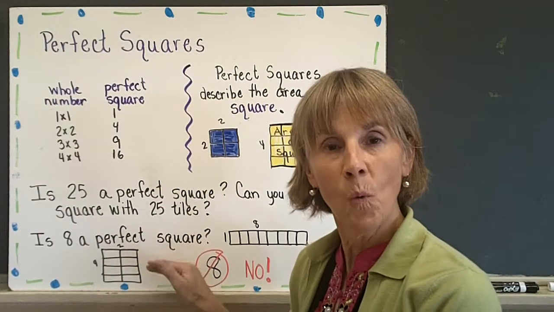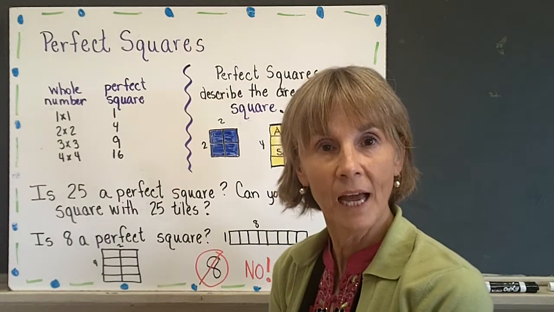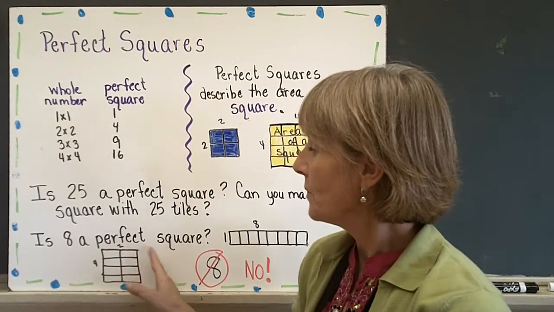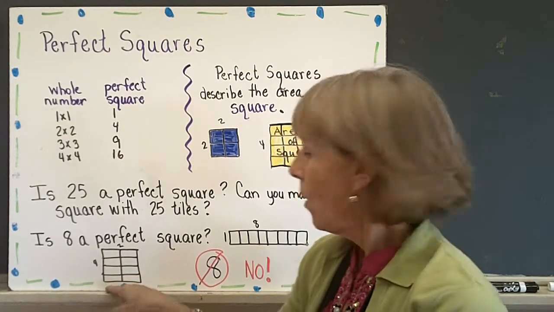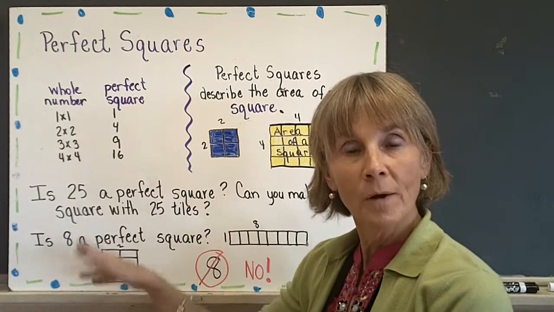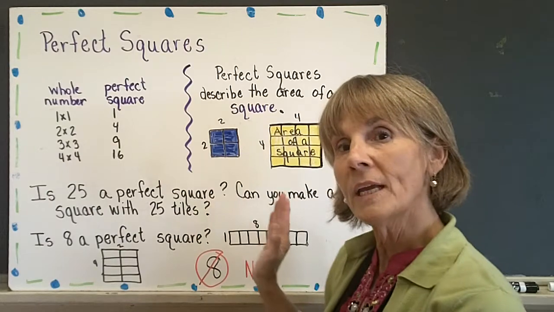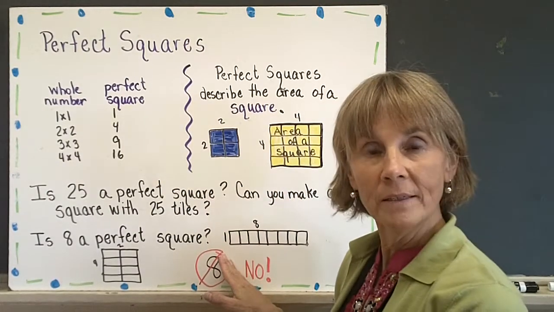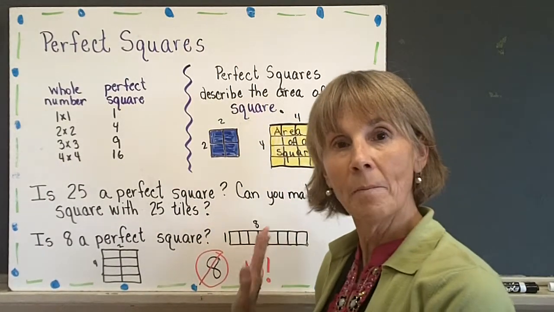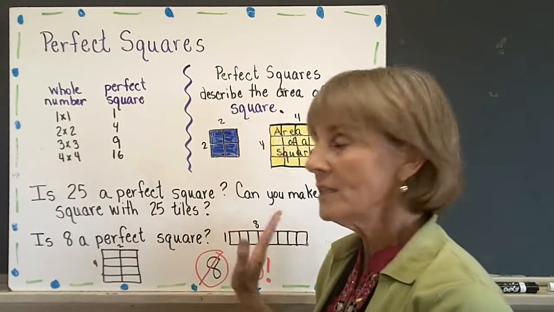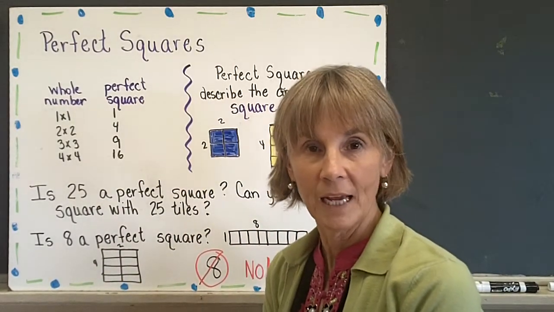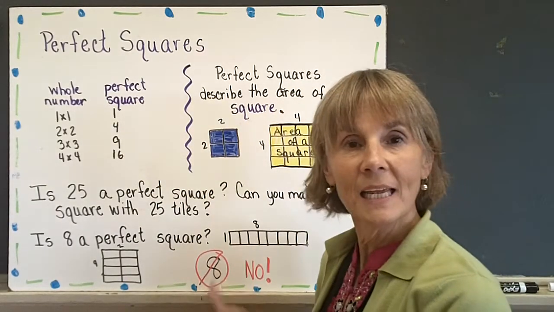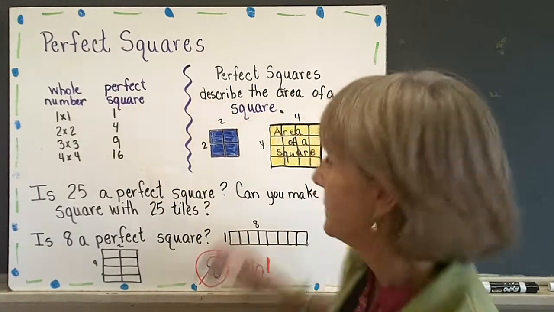Is 8 a perfect square? Can we make a square using 8 tiles? Well, if we draw this array, we could draw an array with 2 by 4, or we could draw 4 by 2, we could draw 8 by 1, or we could draw 1 by 8. But these arrays do not make a square. They make a rectangle. And so 8 is not a perfect square.